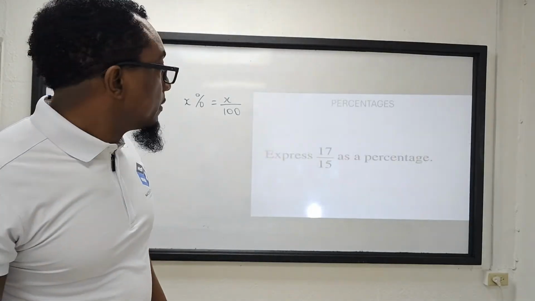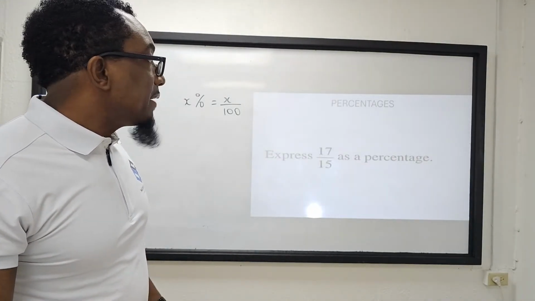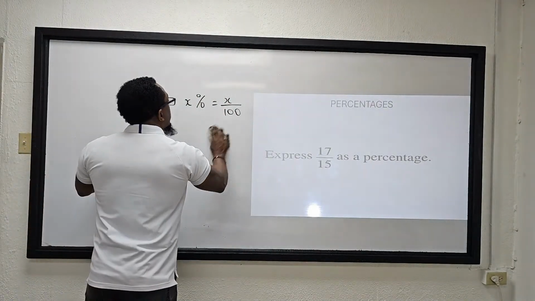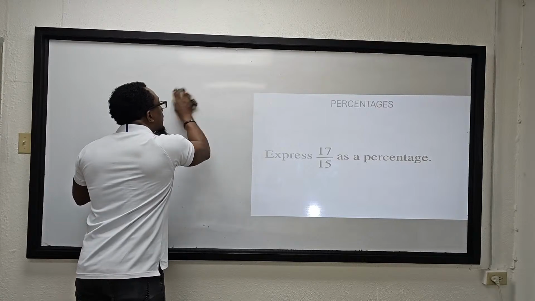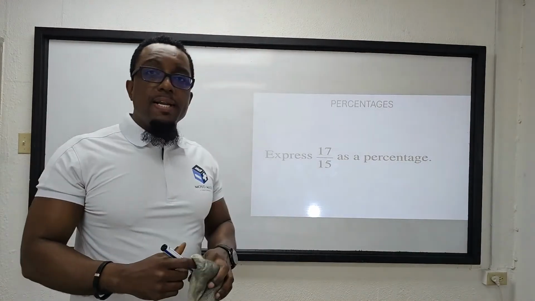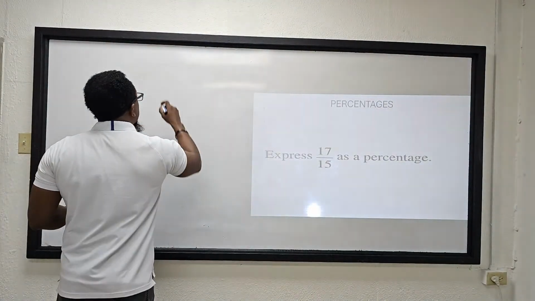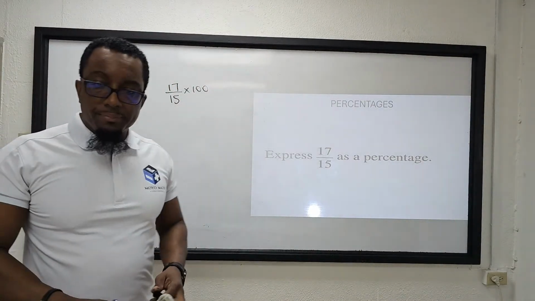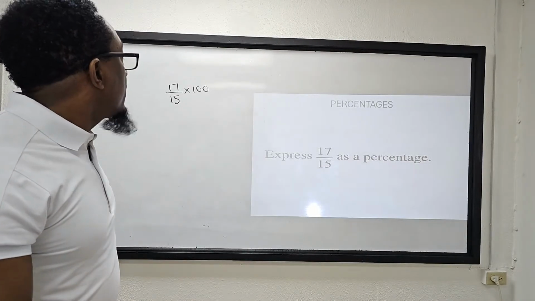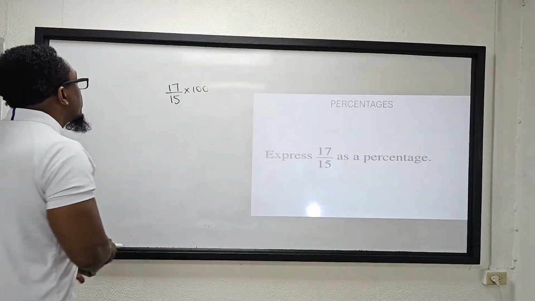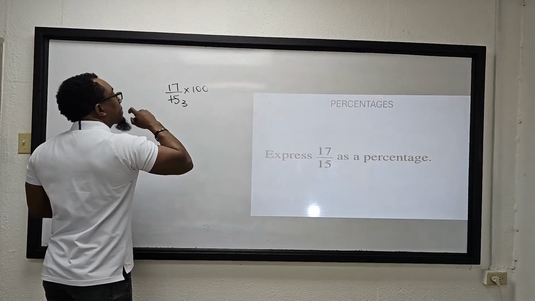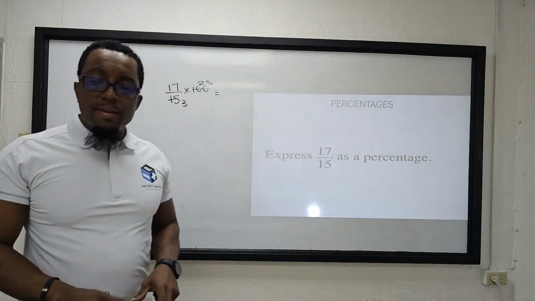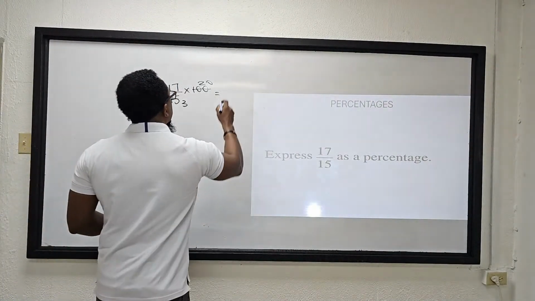So, if we have to express the following as a percentage, straightforward. To express 17 over 15 as a percentage, we know it is 17 over 15 times 100. Yeah, straightforward. And I'm going to say 5 into 15 is 3, 5 into 100 is 20. And I know 17 by 20 will give me 340.